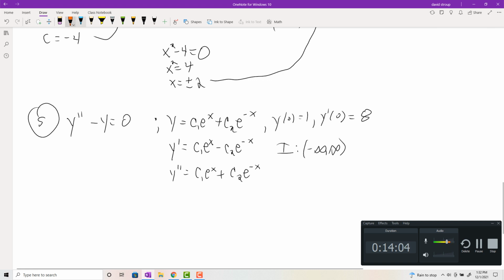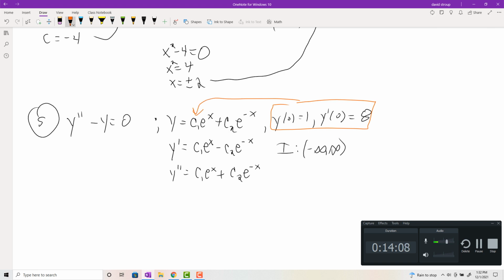Now I need my particular solution, so I'm going to plug these into this formula and then into this formula here. So firstly, y of 0 is 1, so I'll put 1 in for y. Then equals c1 e to the 0, which is just 1, so c1 times 1 is c1, plus c2 times e to the 0 again is just 1, so it's c1 plus c2.